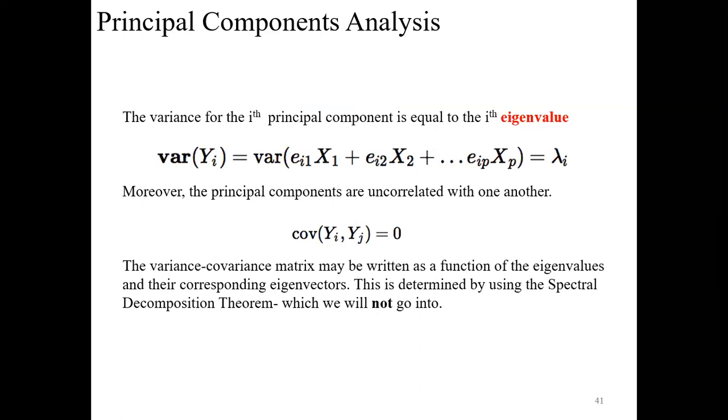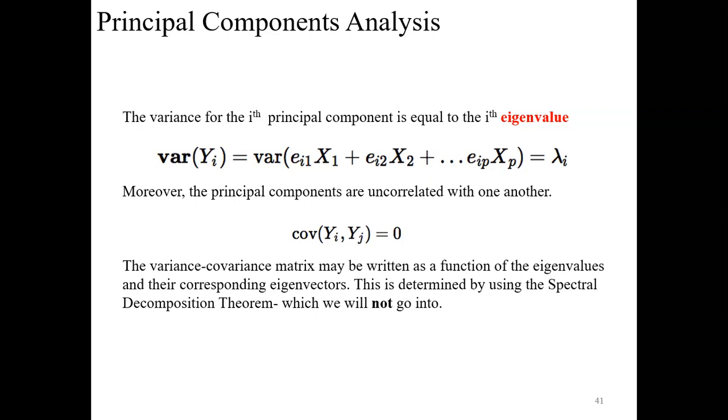Variance for the ith principal component is the ith eigenvalue. And we're going to select these e values, these weighting coefficients, such that the covariance between any principal component and all the other principal components is 0. Okay?